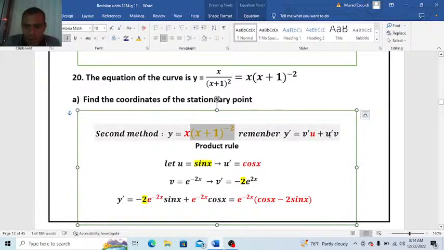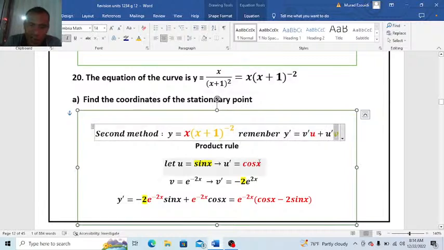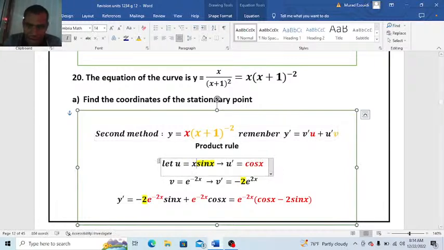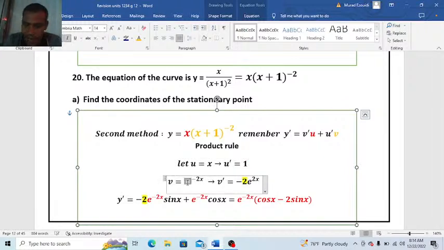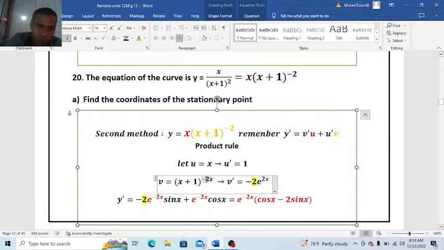This is my v. I will use the product rule. The product rule tells us that u equals x, therefore u dash is 1. Clear? It is 1. Now v is (x plus 1) to the power negative 2. This is my v.